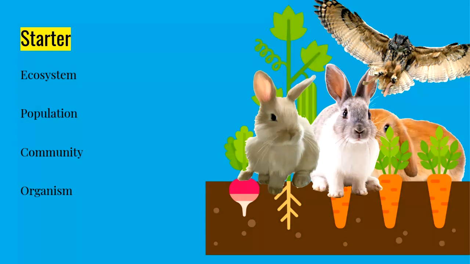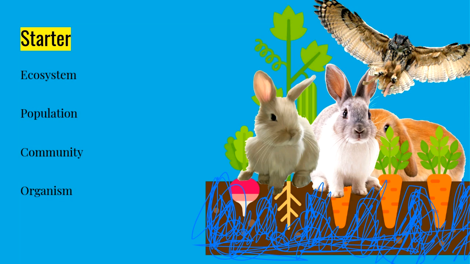Community? Yeah, community, perfect. So what's the difference between a community and a population? We already know an organism is just one. The population is just one species, the group of one species. The community is all the different living things in an area.